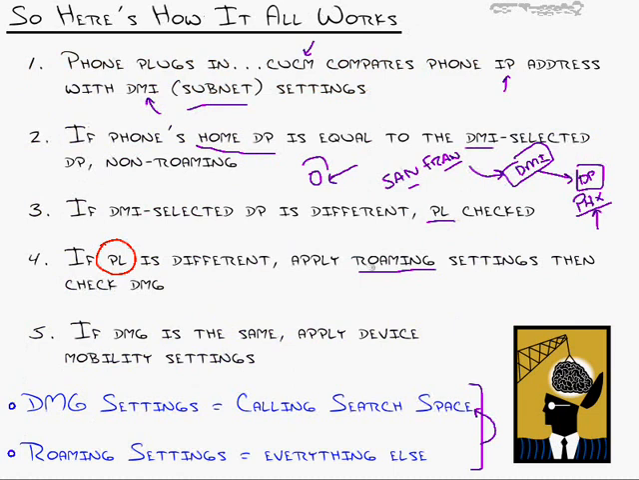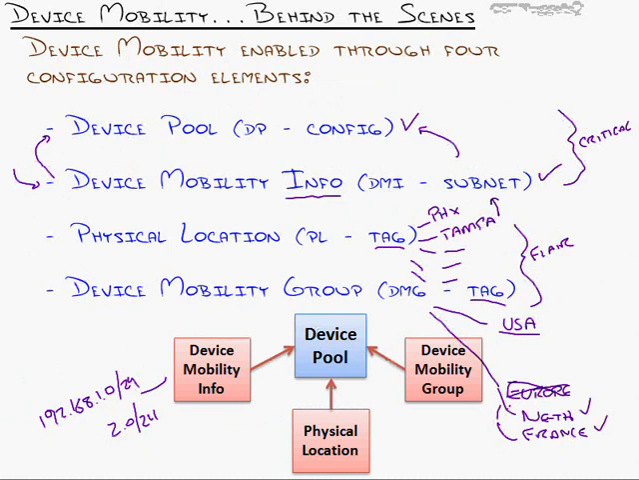Once it checks the physical location, then it's going to check the device mobility group. Now that was the fourth configuration element. Hang on, let me pull that slide back up. This guy right here. So you remember we had the device pool. Device pool defines all the settings. Device mobility info that defines the subnet. Physical location, that was what I just talked about, the PL. That's just a name of a location. And then a device mobility group.